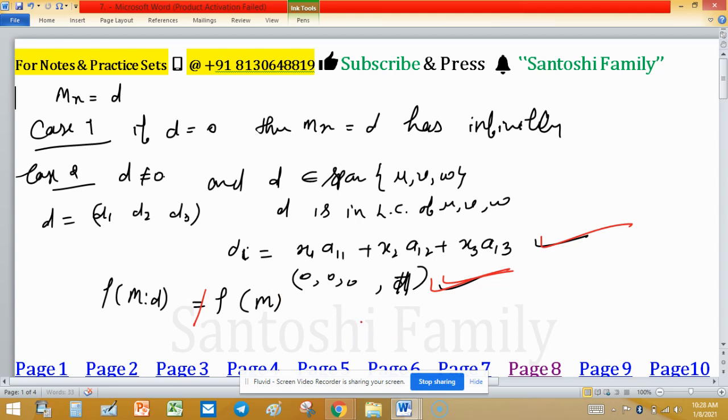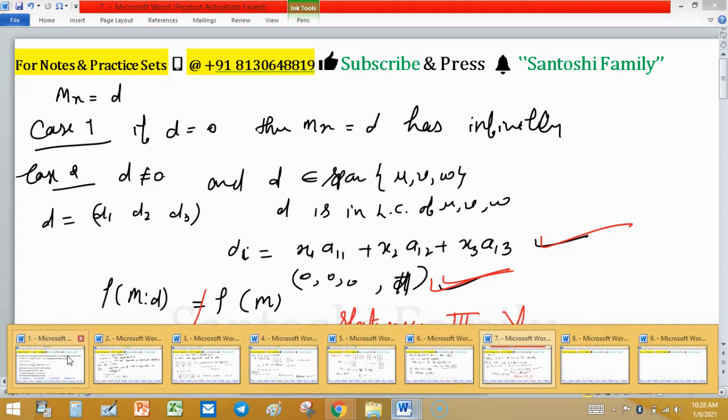So this case is partially true. It means the statement is partially true. Statement 3 is partially true or false. So this is a wrong statement. Now check statement 4.